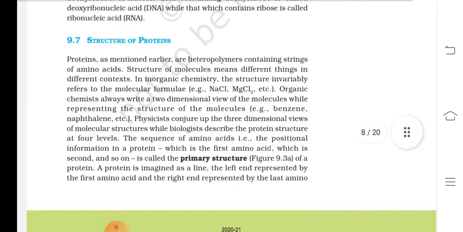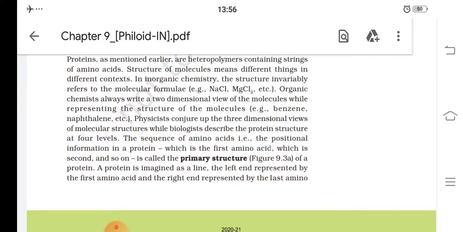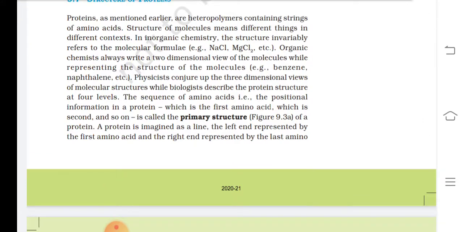9.7 Structure of protein. Proteins, as mentioned earlier, are heteropolymers containing strings of amino acids. Structure of a molecule means different things in different contexts. In organic chemistry, the structure invariably refers to the molecular formula. Example: NaCl, MgCl2, etc. Organic chemists always write a two-dimensional view of the molecule while representing its structure. Example: benzene, naphthalene, etc. Physicists conjure up the three-dimensional views of molecular structure, while biologists describe the protein structure at four levels.